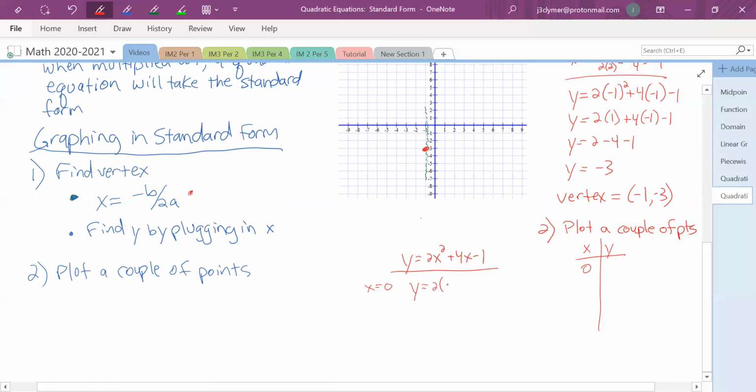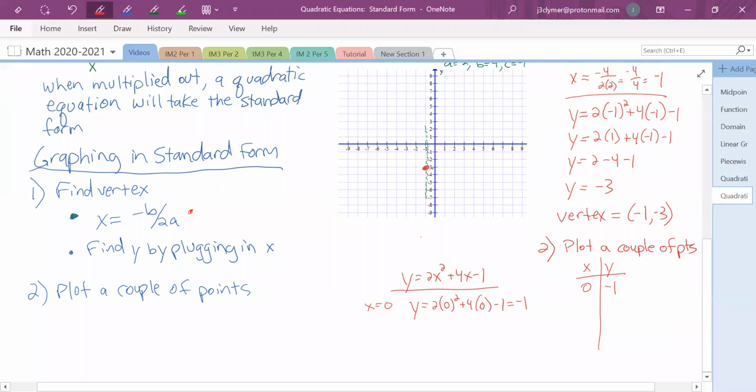Okay, so if I plug in 0, so x equals 0, I'm going to get y equals 2 times 0 squared plus 4 times 0 minus 1. Well, this is 0, this is 0. All you have is negative 1. So when x equals 0, y is equal to negative 1.